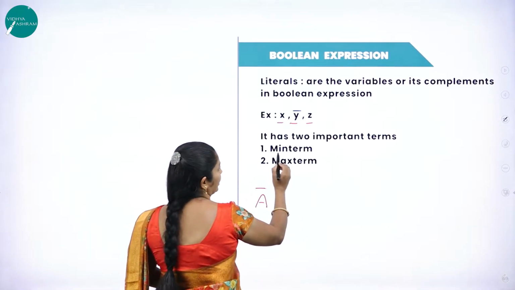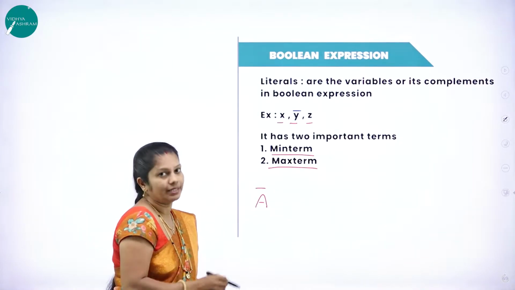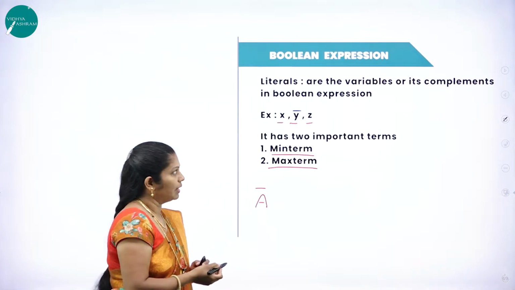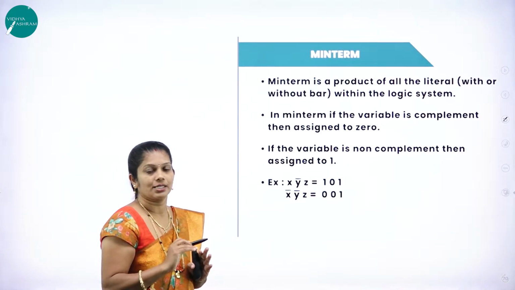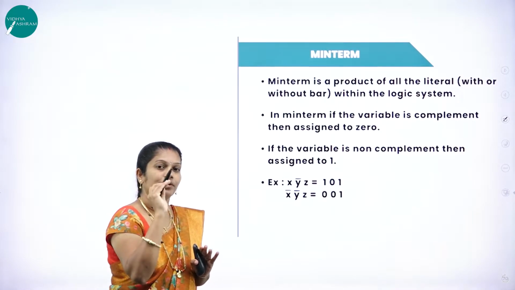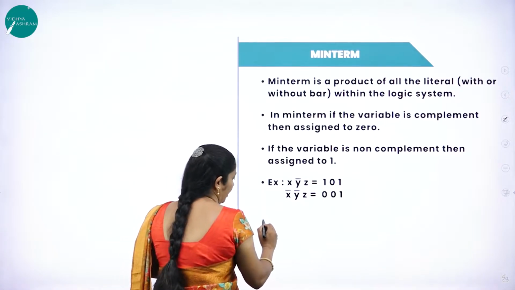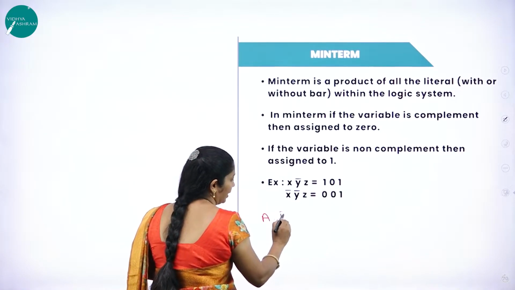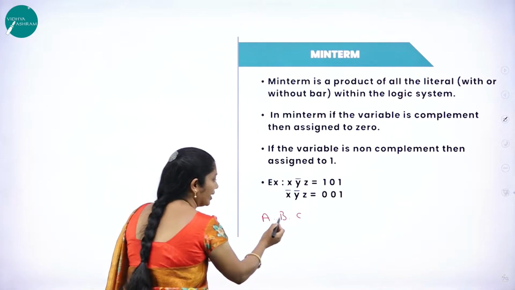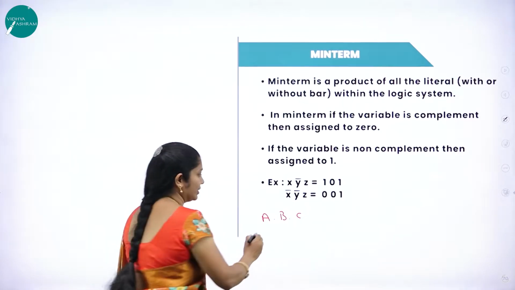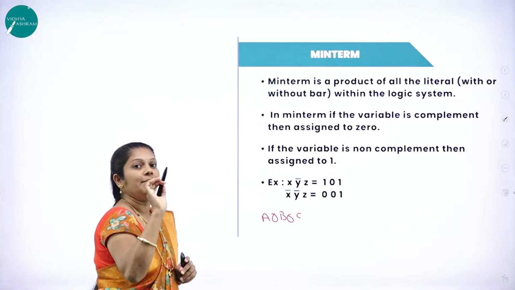When we come to literals, there are two important terms, one is the minterm and the other is the maxterm. Now one by one we will explain. A minterm is a product of all the literals. What do we mean by product? If you have a dot operator, then it is called a product. For example, if I have A dot B dot C, then it is called a minterm. It is a product. See, in between we have the dot operator.